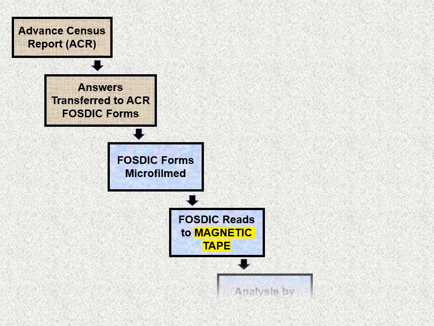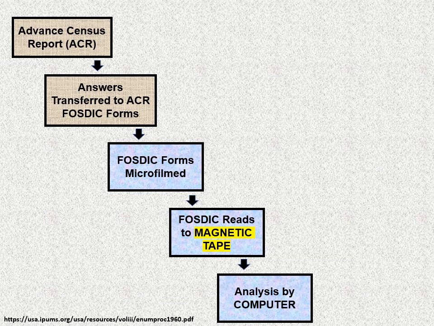A household gets an advance census report, an ACR. They fill it out. They wait for the enumerator. The enumerator comes and transfers the answers to the ACR FOSDIC form book, and we'll look at that book. That book is microfilmed. The pages are microfilmed. And FOSDIC, the machine, reads the microfilm and produces a magnetic tape that has all the information on it. And that tape is analyzed by a high-speed computer.